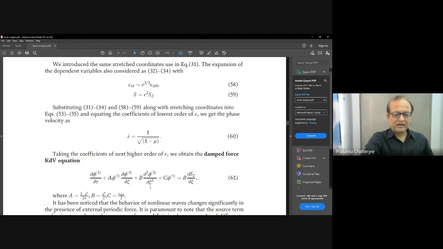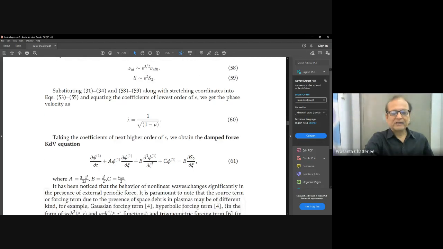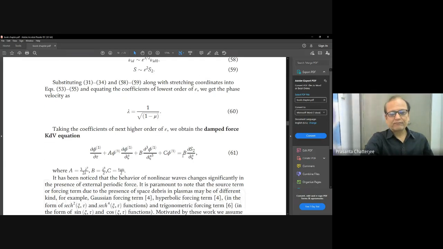If instead of this, we take some source term or forcing term on the right hand side, del s by del xi, then this equation 65 is called the damped forced KdV equation, or DF KdV. The first three terms form the KdV, the next term is damping, and the right hand side term is forcing. Damped forced KdV equation.